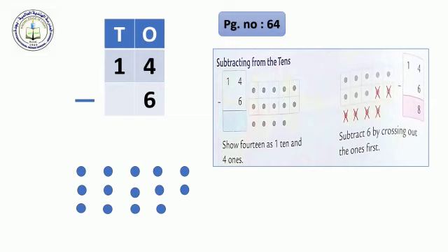Now let's learn subtracting from the tens. Look into your book, page number 64. Here we have a frame of 10 and ones. In the example sum 14 minus 6, we are going to make a frame of 14 as 10 and ones. That means 14 has 1 ten and 4 ones.